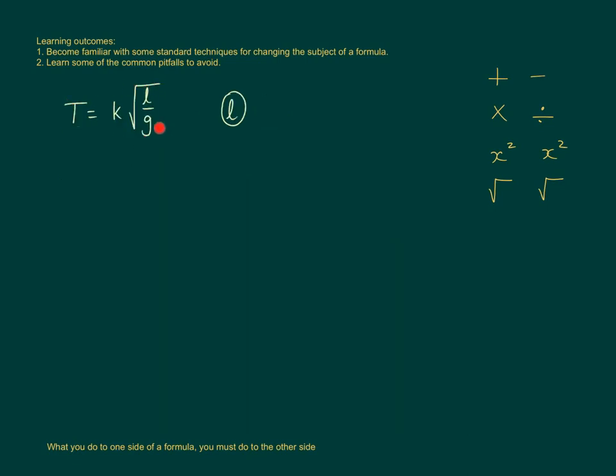Now, this particular formula here should be familiar to those of you studying physics or applied maths. It's to do with the periodic time of a simple pendulum, where T is the periodic time, K is some constant, L is the length of the pendulum, and G is your acceleration due to gravity. In this case anyway, we're just trying to isolate L on its own on one side. So where you have a square root on one side, you will need to square both sides.